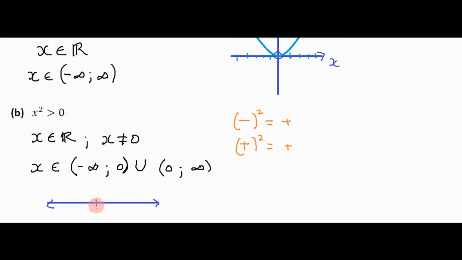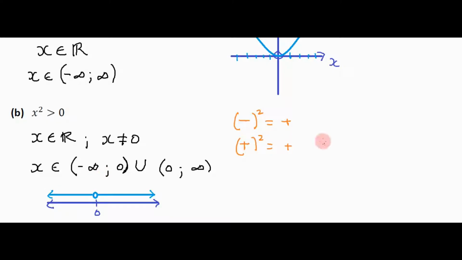We're going to exclude 0. Now we draw a circle at 0 to show that we are excluding 0. And we draw an arrow pointing to the right of 0 to show that it's all positive real numbers. And then also an arrow pointing towards the left of 0. In other words, we're including all negative real numbers.